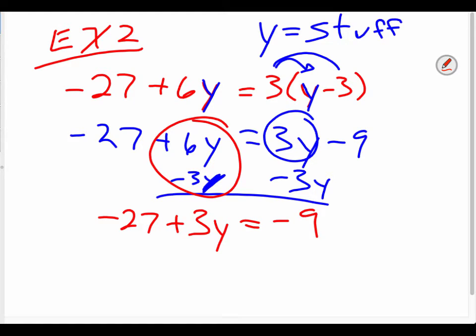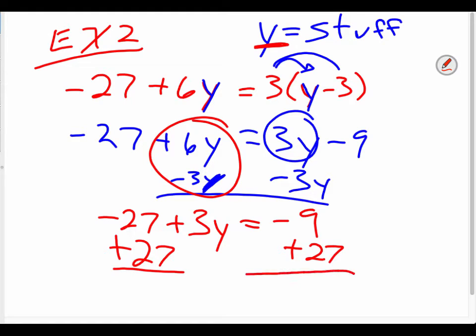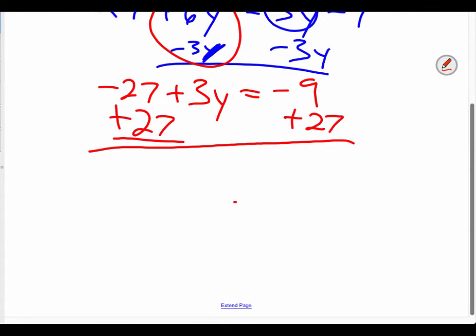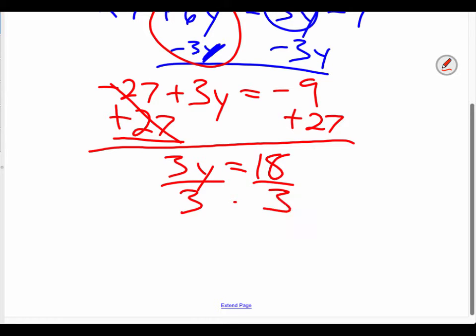Well, I'm almost there with regards to getting y by itself. But now what I'd like to do is move this 27 over. Since I'm subtracting it from the 3y term, I'm going to add it to both sides. And when I do that, these cancel or go to 0, and I get 3y is equal to 18. That's 3 times y, but now is a good time to divide. In fact, this is always the last step, it seems like. And I get y is equal to 6.